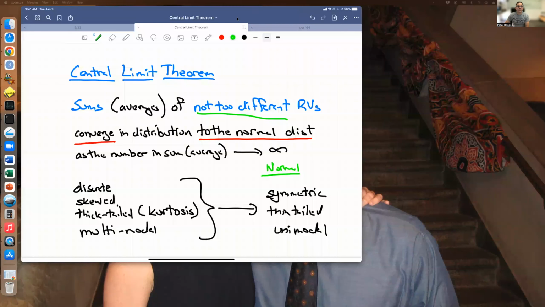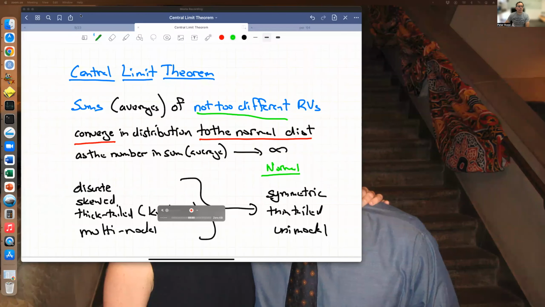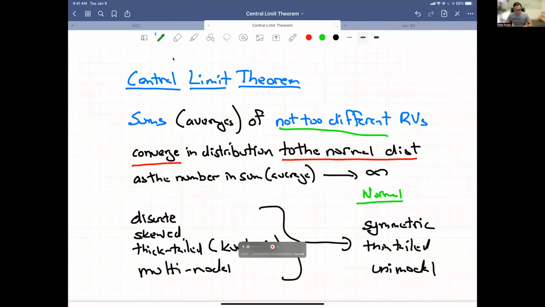I'll share my screen here. Okay, so what you see here is a few slides I've created to illustrate this.